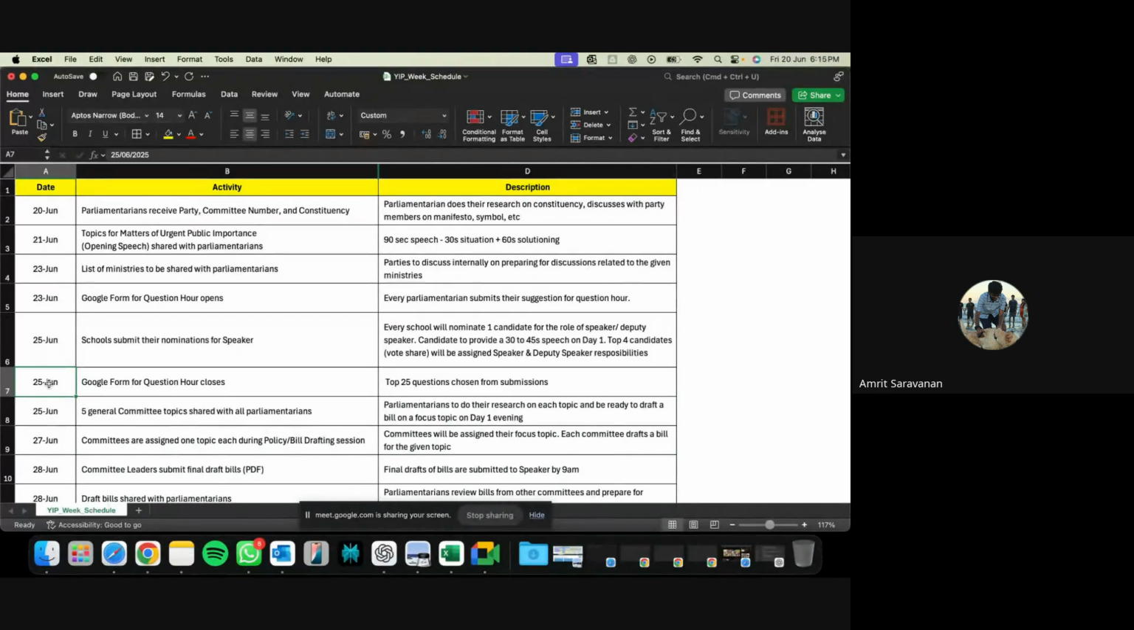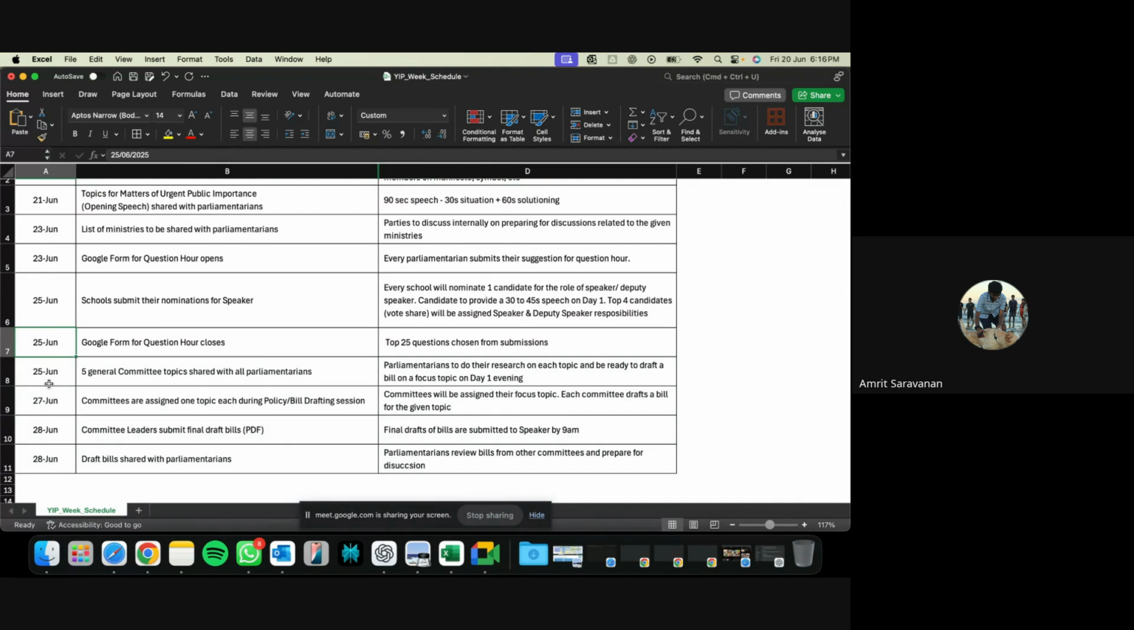But before that, you would know the topics that exist, so you can still discuss with your committee how you would like to prepare earlier for this. And then once you get your topic on day 1, you could focus more and get your bill drafted faster and better. So this is all that happens up to before the event.